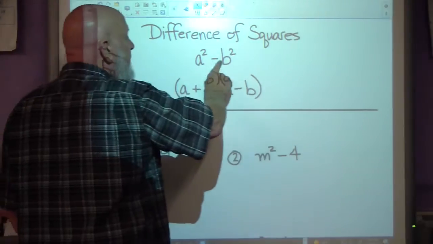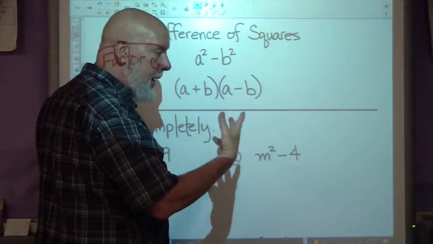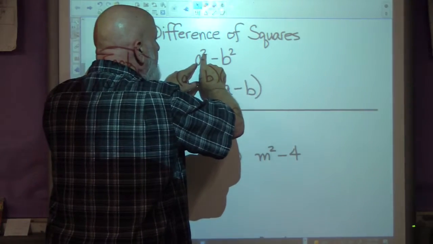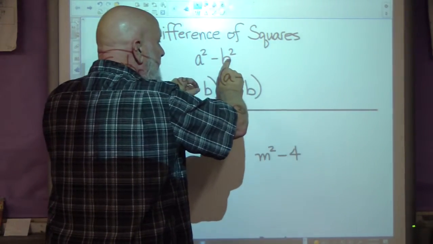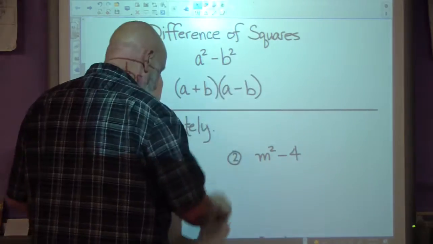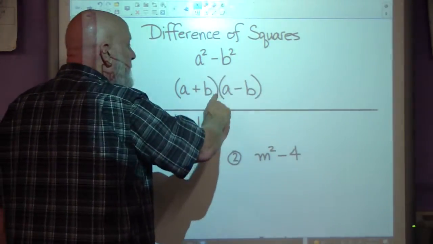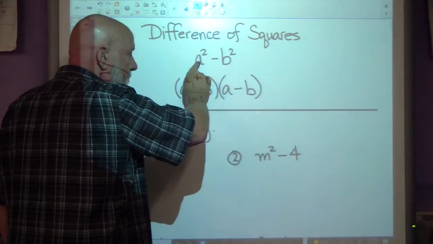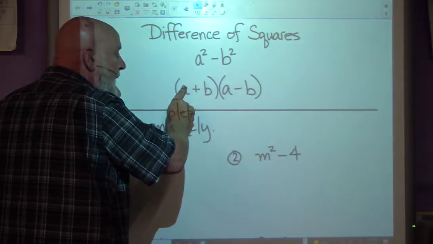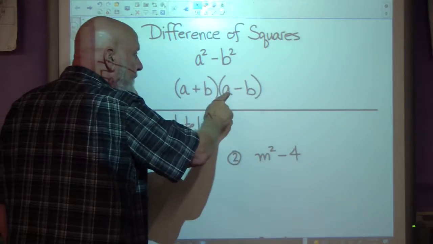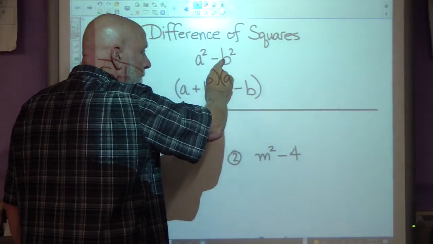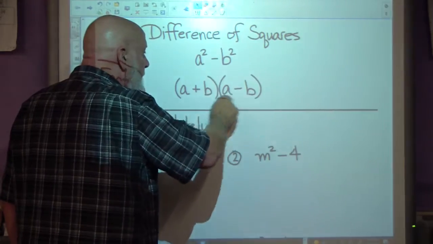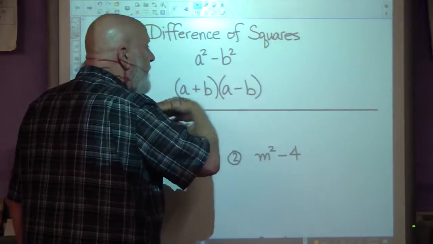If you recognize and say, hey, this is a difference, subtracted means difference, of two perfect squares, that's something being multiplied by itself, a times a, b times b, you can always factor it using this pattern. Open up two sets of parentheses, take the square root of this one, in this case the square root of a squared would be a, put it here and here. Take the square root of this one, in this case the square root of b squared would be b, put it here and here, put a plus sign here, a minus sign there, and we're done.